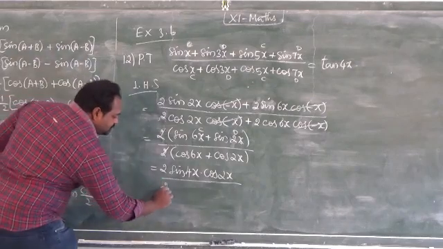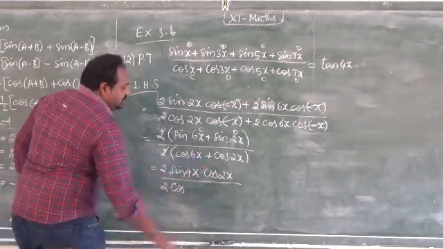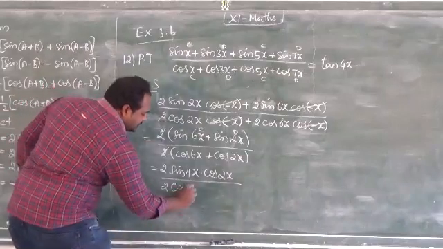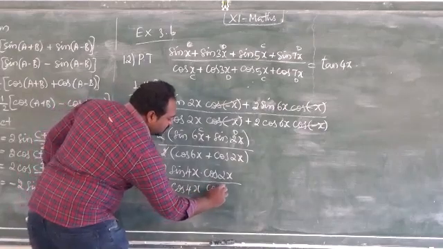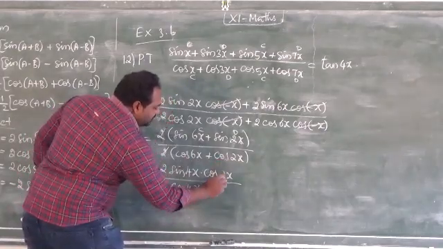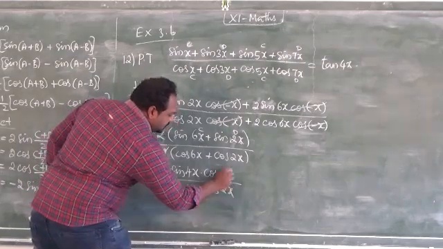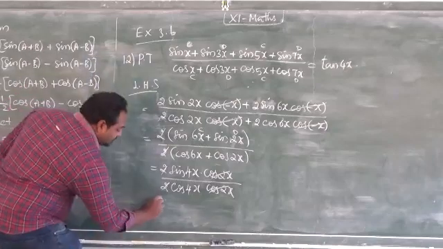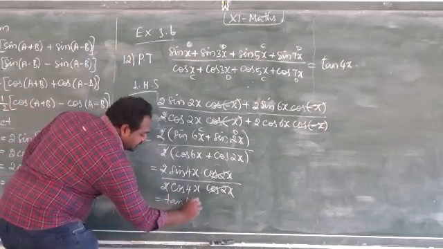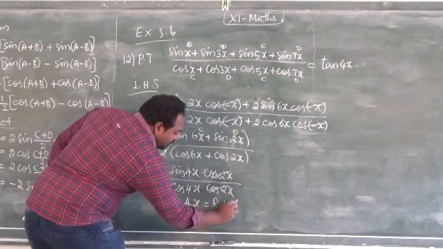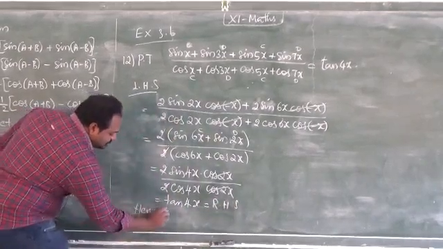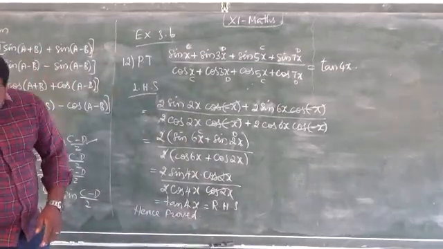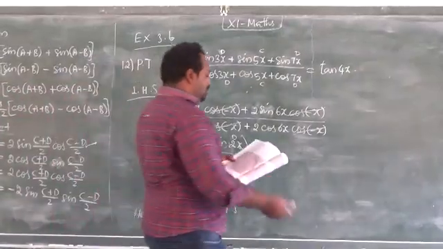So it is 2 cos (C plus D)/2, 6 plus 2, 8x by 2 is 4x, then cos (C minus D)/2, 4 by 2 is 2x. So here we have cancellation, 2 cancels, sin 4x by cos 4x can be written as tan 4x, which is the RHS. So hence proved. So problem number 12 over. Next problem number 13.